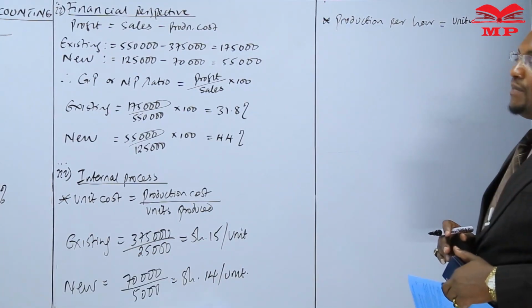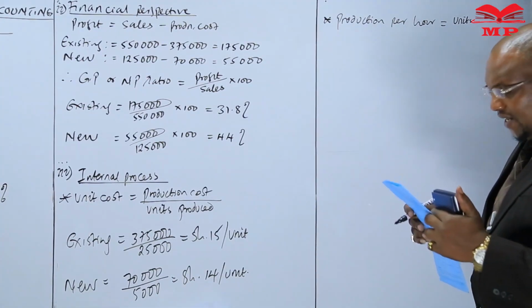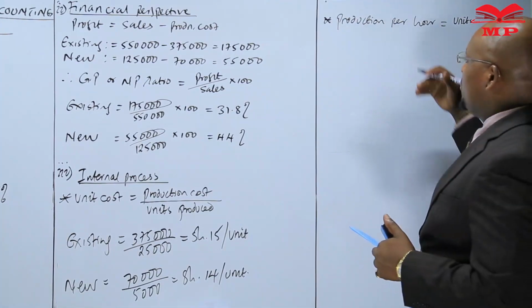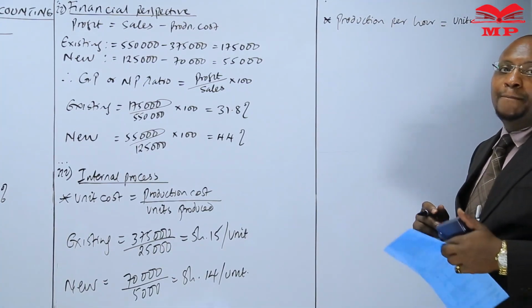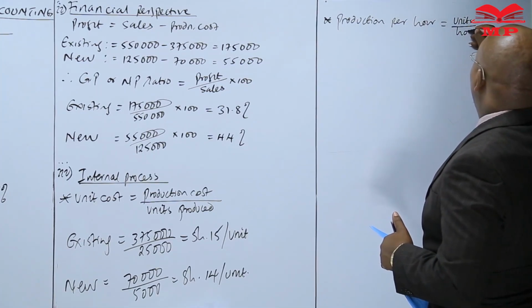Like if I take my production units to be in the numerator and divide by the hours, I'll get to know how many units per 1 hour. If I take my hours to be in the numerator, divided by units, I'll be able to know how many hours I'm using per 1 unit. So you can say here, this is units produced divided by the hours.